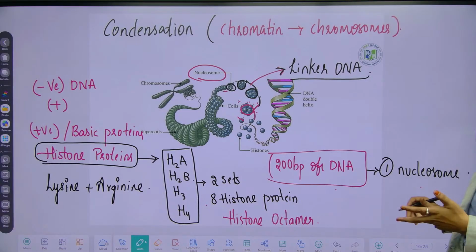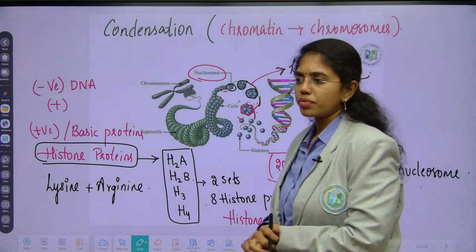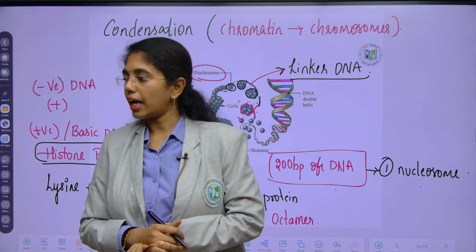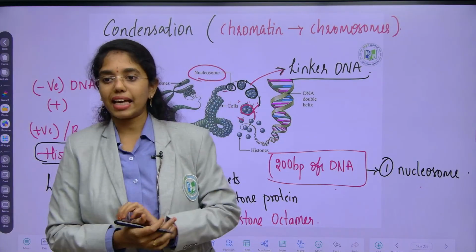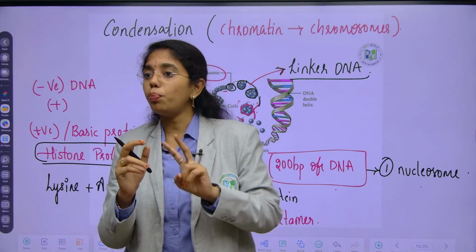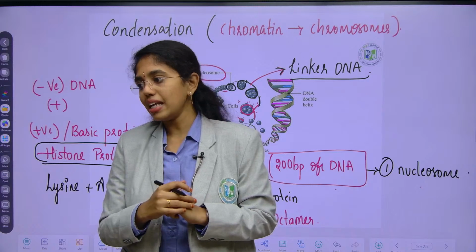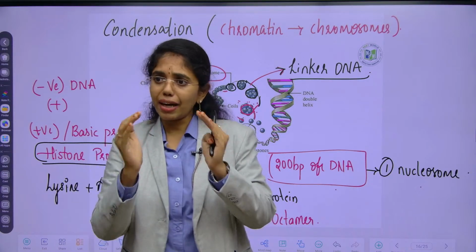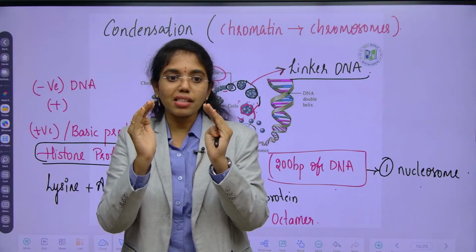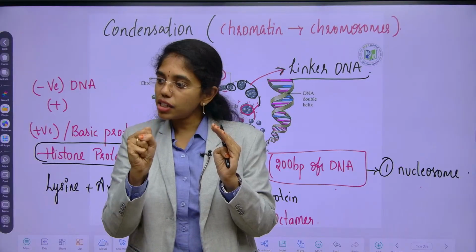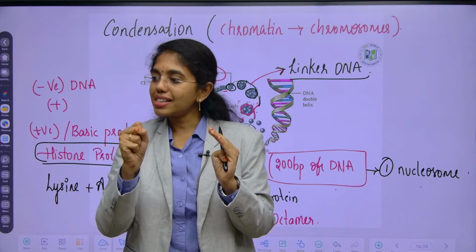What is the necessity of the condensation actually? Why does chromatin have to be condensed? If you remember the cell cycle, in S phase what happens? DNA duplicates in S phase, wherein DNA is duplicated but inside the same nucleus. So, chromatin condensation is mandatory to fit that long DNA.